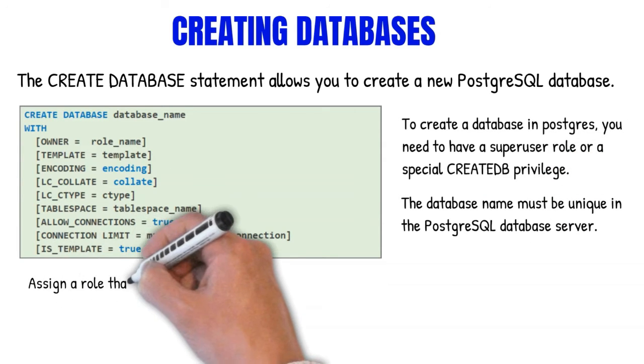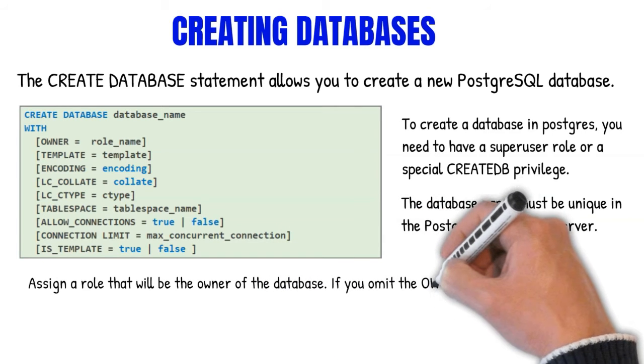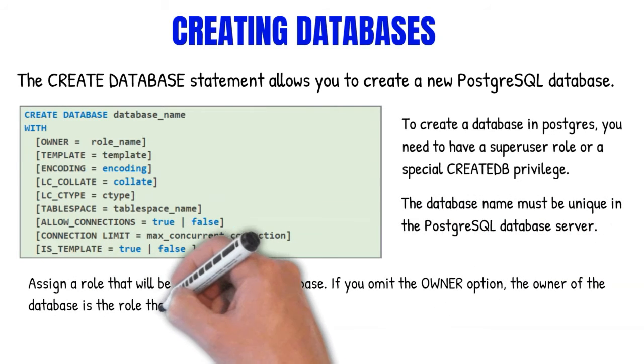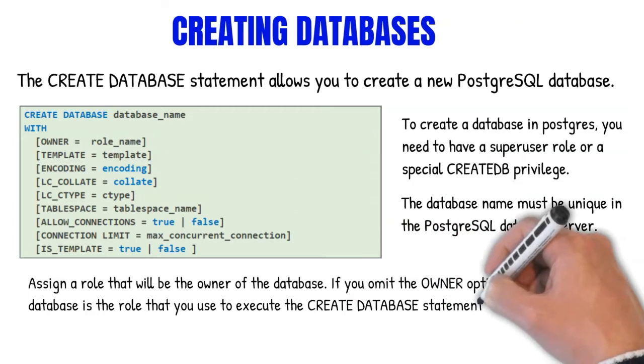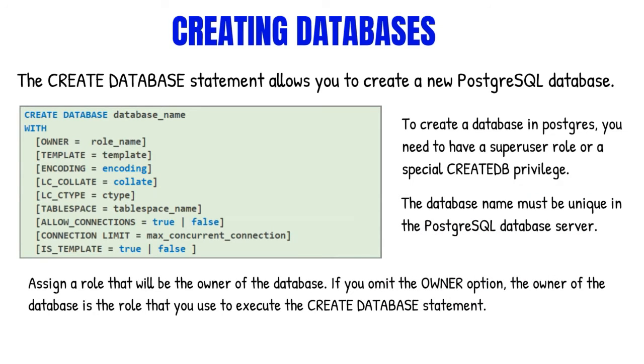When creating a database, assign a role that will be the owner of the database. If you omit the owner option when creating the database, the owner will be the role that you use to create the database. Also specify a template database from which the new database is created. By default, Postgres uses the template1 database as the template if you don't explicitly specify one. Also specify the encoding parameter. This determines the character set encoding of the new database.